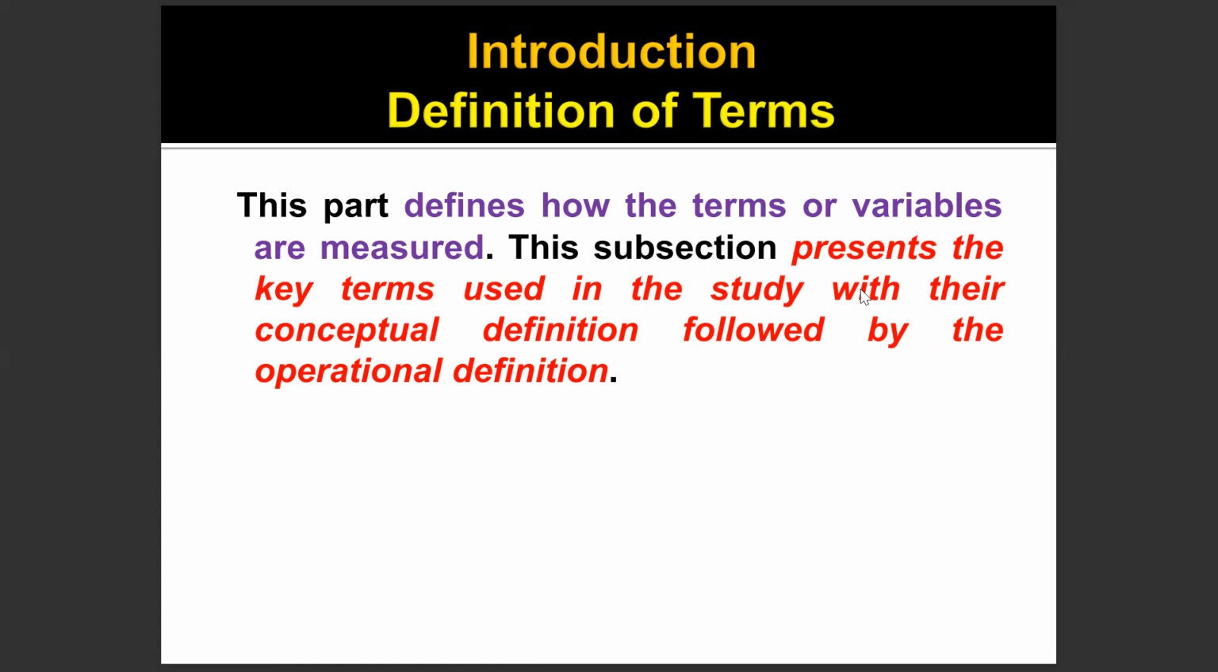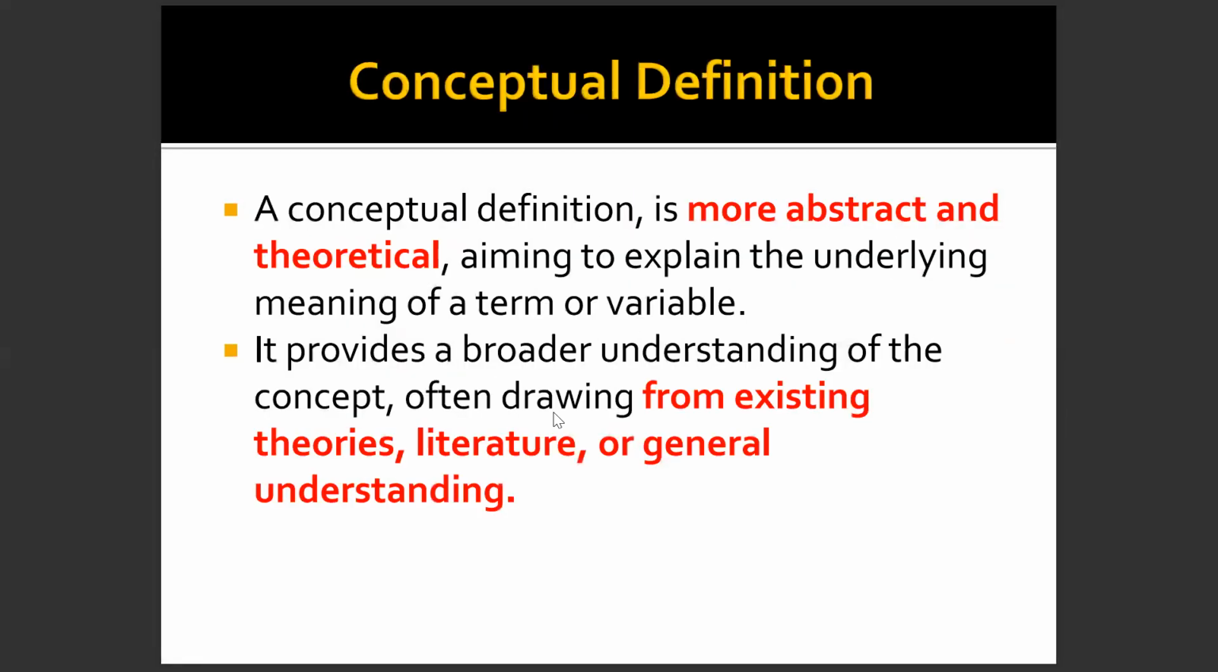So usually, when we talk about definition of terms, these are the variables that need to be discussed and at the same time defined in your study to have a common understanding between the researchers and at the same time the readers. So it is mentioned here about the conceptual and operational definition because these will be the two types of definitions that need to be present when you are making your definition of terms.